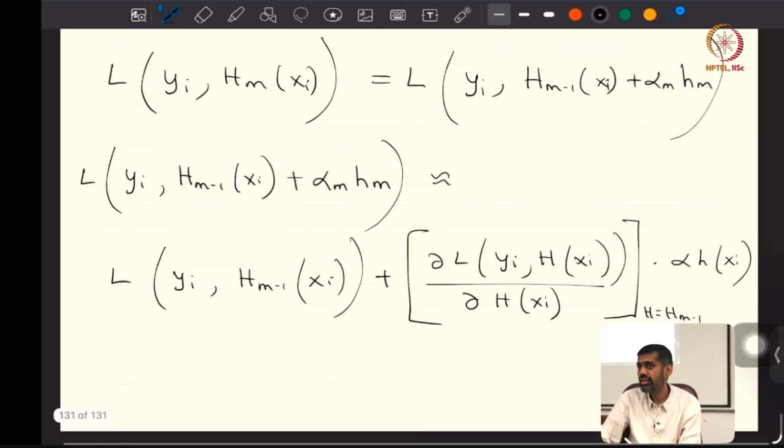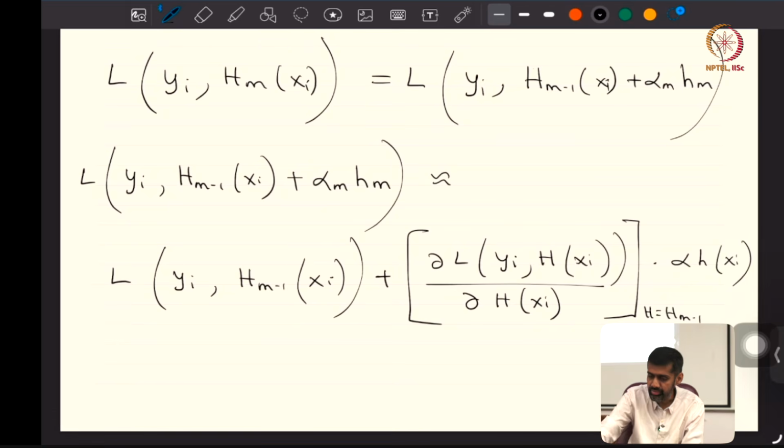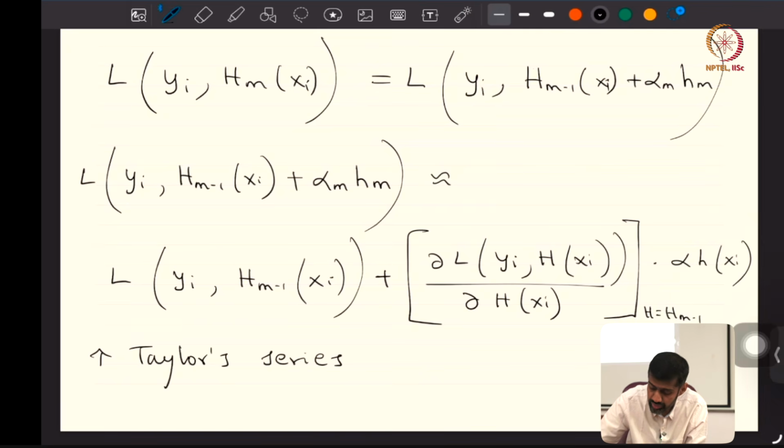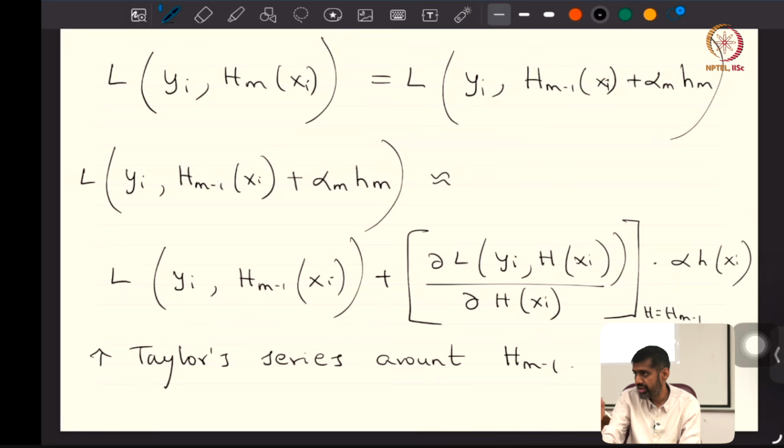What did I do? What is this? First order Taylor series. I just expanded this term using Taylor series up to the first derivative terms, that is it. And what have I expanded it around? I have expanded it around h_{m-1}. I have treated this as a function of h and expanded it using Taylor series around h equal to h_{m-1}. This is all right.